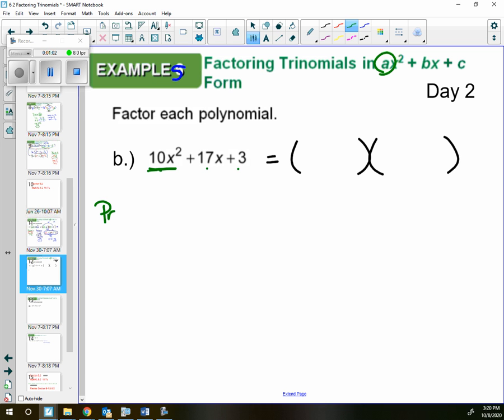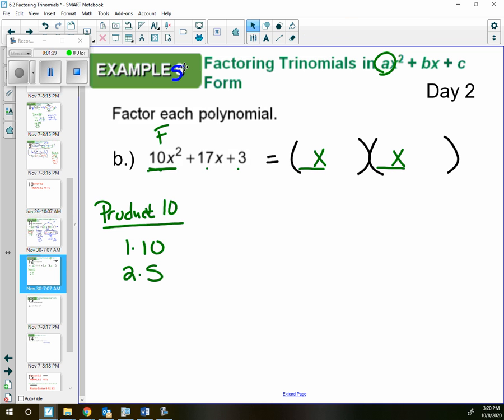So we need things that are a product of 10. So what multiplies to give you 10? Well, we got 1 and 10, or 2 and 5. There's really nothing else, so it's going to have to be one of those if it's going to work. And then again, because this is the first, we have that x squared. So in that first position, I know I'm for sure going to have an x. So it's either going to be 1 and 10 or 2 and 5 in front of the x.